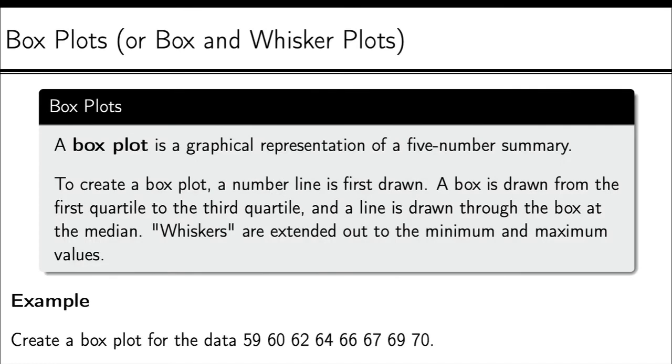Now with the 5-number summary, we actually do have a visual representation of that 5-number summary. It's called the box plot. Some people call it the box and whisker plot. What we do here is we draw a number line, and we're going to create a box that encloses the middle 50%, meaning from the first quartile to the third quartile. And then we divide that box at the median. And then we draw whiskers that go out to the minimum and the maximum values.